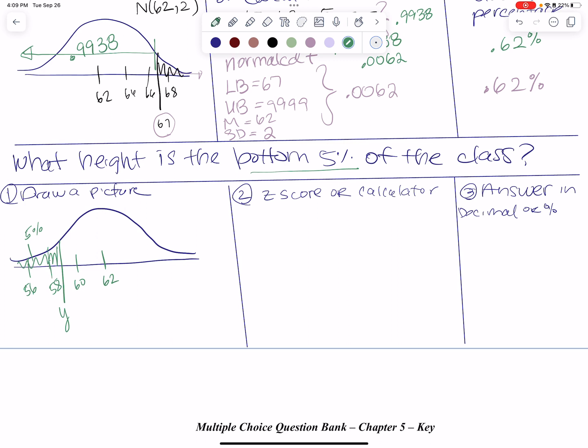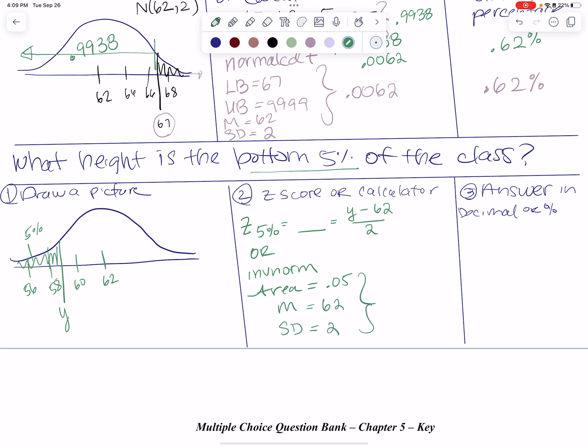So my z-score, let's do a z-score for 5%, and we're going to look that up in a second. And that's going to look at my observed value, which I don't know, minus the mean, which is 62, divided by my standard deviation, which is 2. Or you're going to go to inverse norm, area, which is what you're looking up in the chart, 0.05. Mean is going to be 62, and standard deviation is going to be 2. So let's look at both of them.